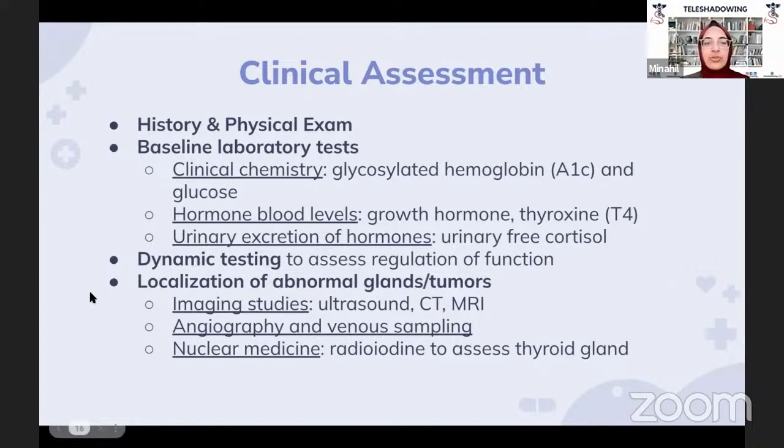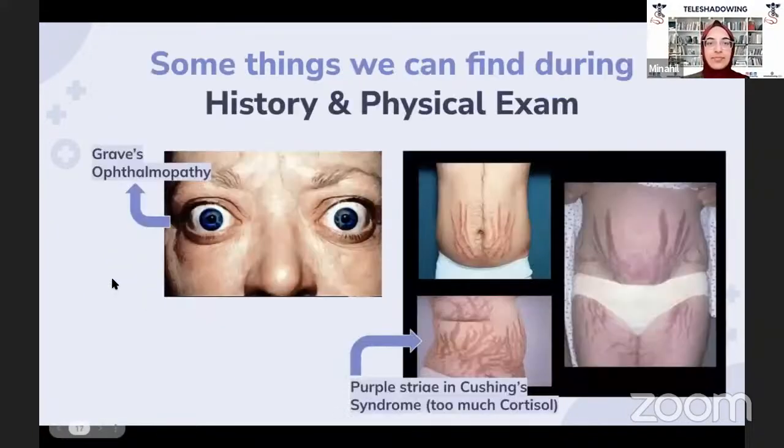And finally, you can do localization of abnormal glands or tumors through imaging studies like an ultrasound, CT, MRI, wherever indicated. You can also do angiographies and venous sampling. And there's also a newer field in nuclear medicine where you can do a lot of radioiodine testing to assess the thyroid gland, for example, to assess its function, if it's functioning properly.